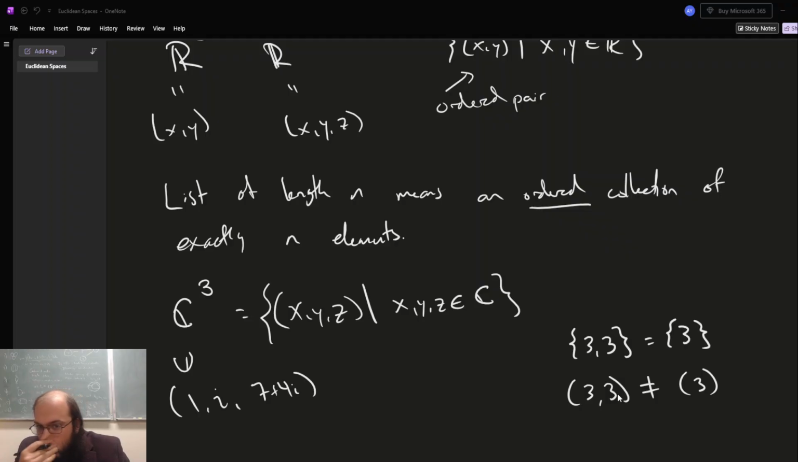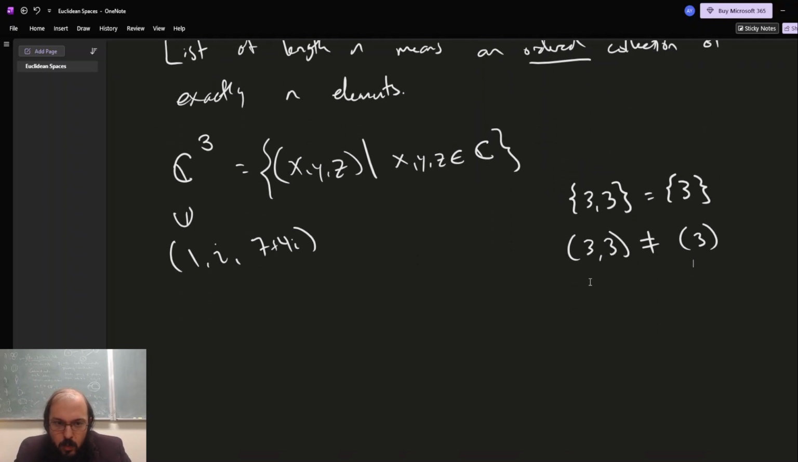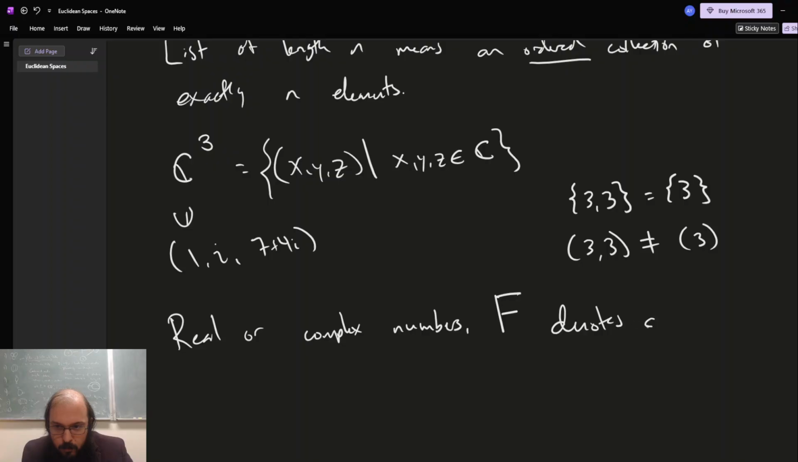Now, for going forward in this book, we will be oftentimes focusing on real or complex numbers specifically. We will often just write F to denote any so-called field. Those of you coming from the last class, you know what a field is. But for us, often either R or C.